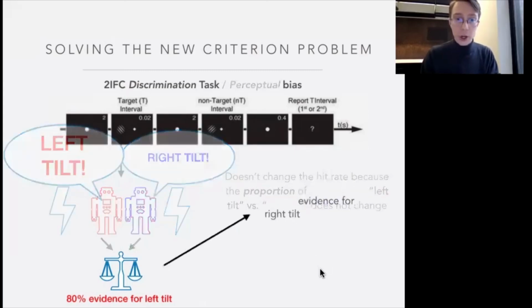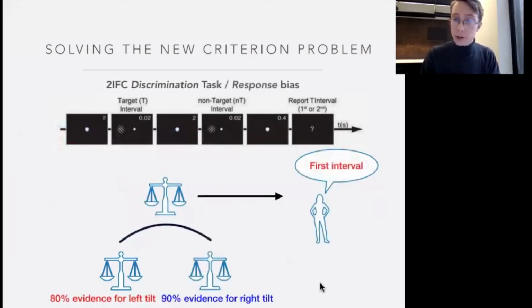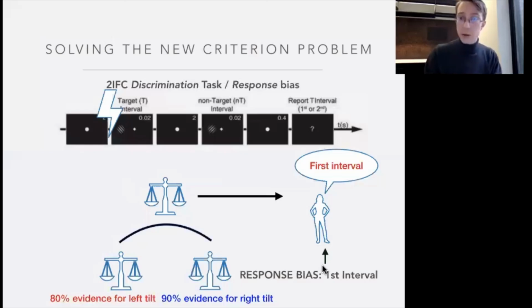because the proportion of evidence you get for left tilt versus right tilt does not change. Now, let's imagine what happens in a case in which you have a response bias. If you have a response bias, you'll have a tendency to answer with whichever interval had higher pre-stimulus excitability. And in that case, that means that you have a higher tendency to answer that the target was present in the first interval. And in that case, that will increase your hit rate.